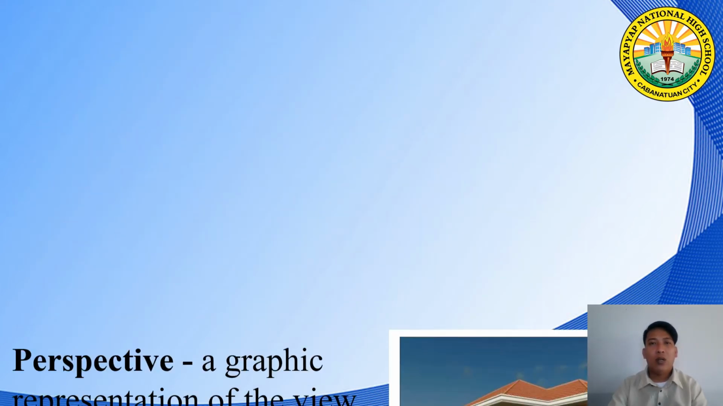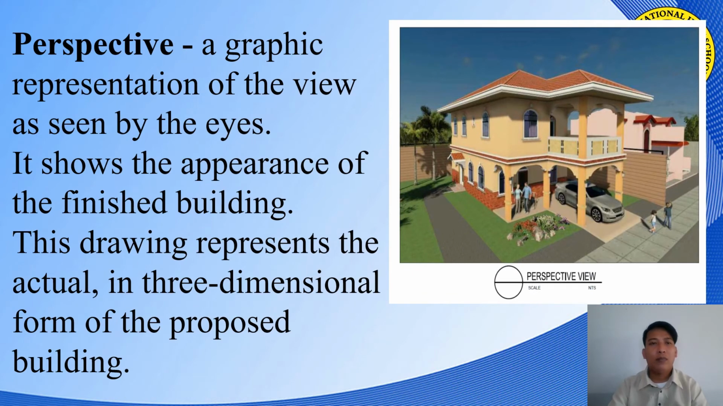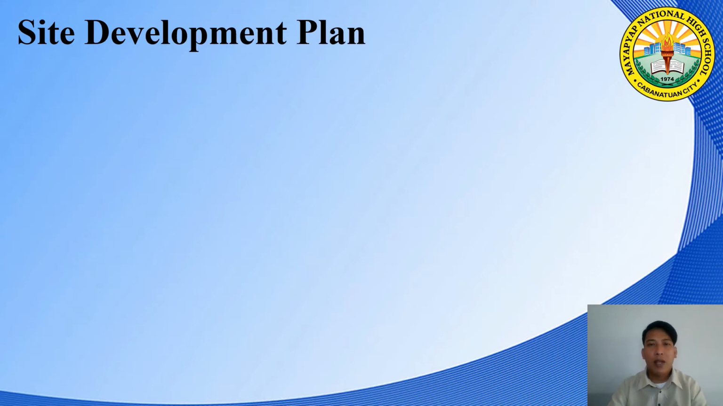Our first architectural working drawing is the perspective. Perspective, a graphic representation of the view as seen by the eyes. It shows the appearance of the finished building. This drawing represents the actual three-dimensional form of the proposed building. Next, the site development plan.